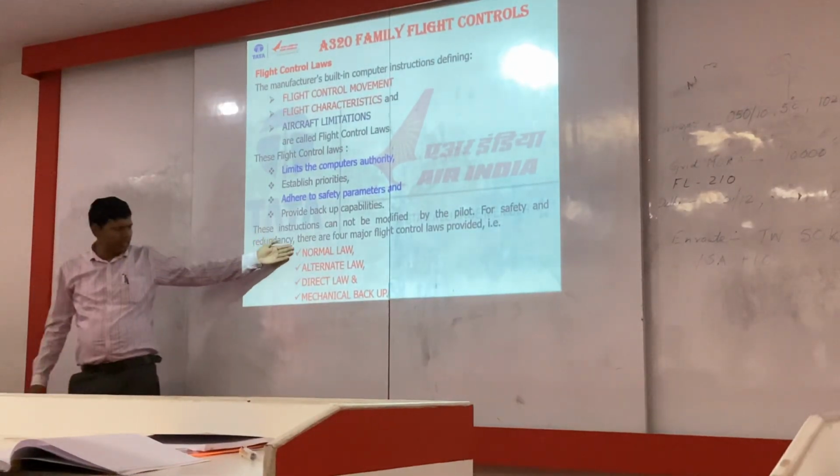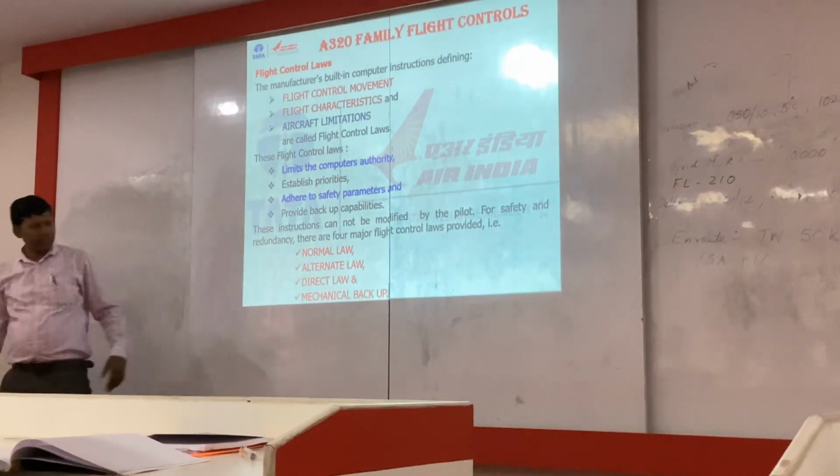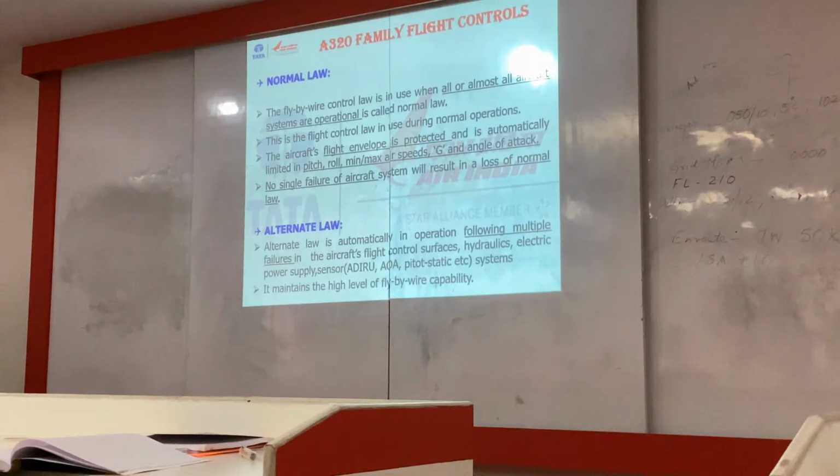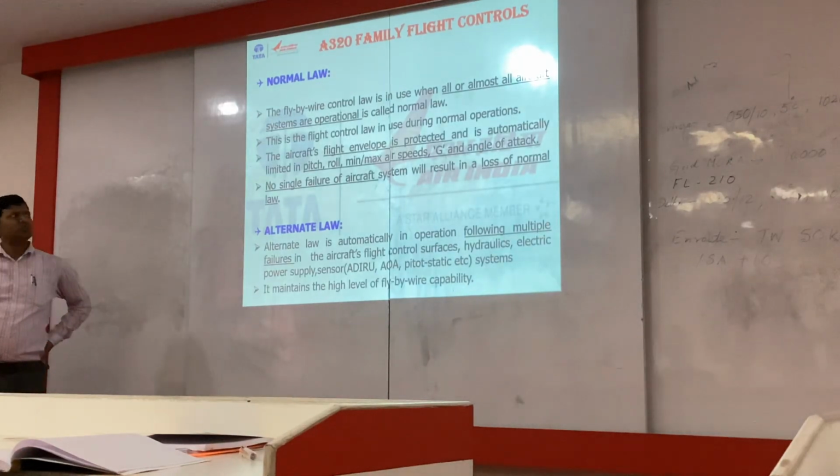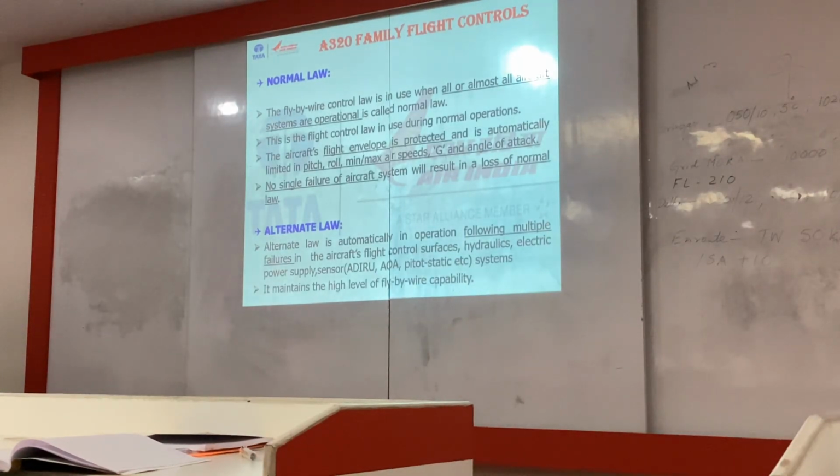So there are four major flight control laws: normal law, alternate law, direct law, and mechanical control. Normal law: the fly-by-wire control law is in use when all or almost all aircraft systems are operating. So when everything is working fine, we are in normal law. The aircraft flight envelope is protected and automatically limited in pitch, roll, minimum and maximum speed, G and angle of attack.